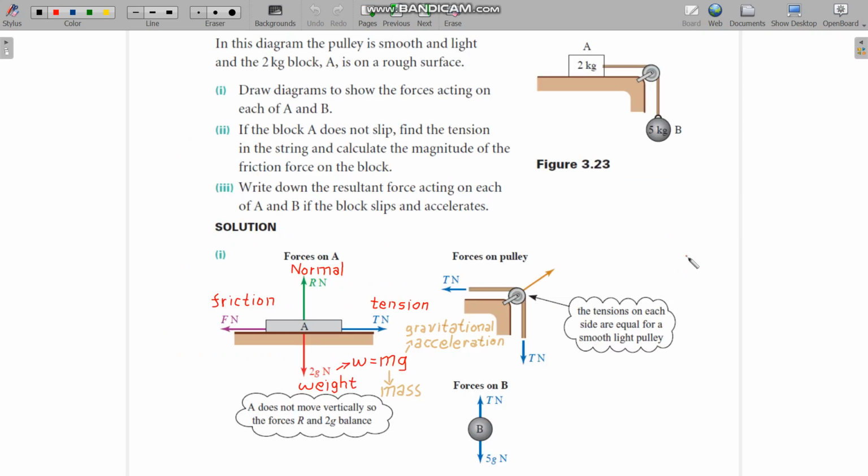Okay, so for I, this is the diagram for A. We have normal force, weight force, friction, and tension. For B, we have the tension force going up and the weight force going down. And this is on the pulley. For the pulley, we have tension to the left and tension downwards. So that means this tension is equal to this tension.